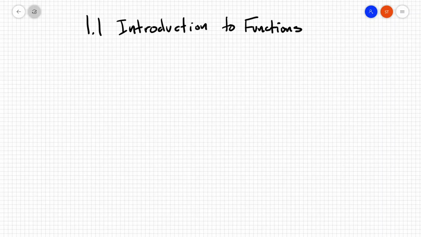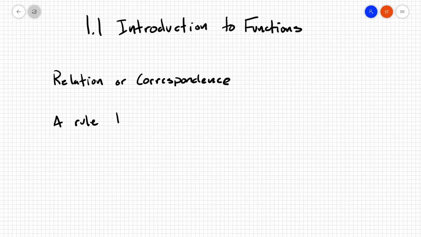We're going to start out with 1.1. The section is called Introduction to Functions. The first thing that they talk about in this section is the idea of a relation. I've seen other textbooks call this a correspondence. What a relation or correspondence is, is a rule that relates two sets.